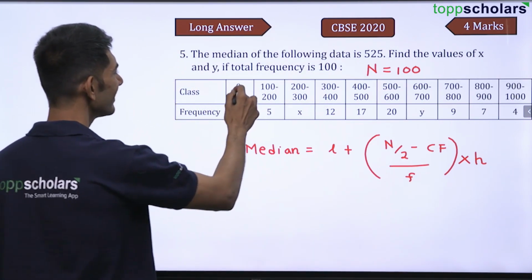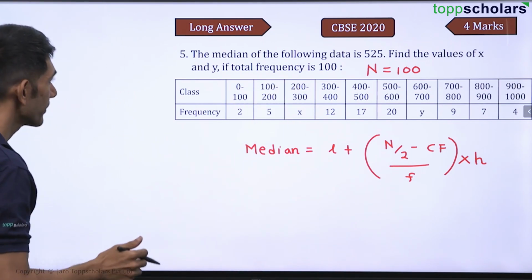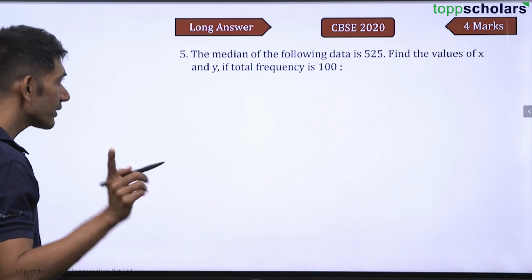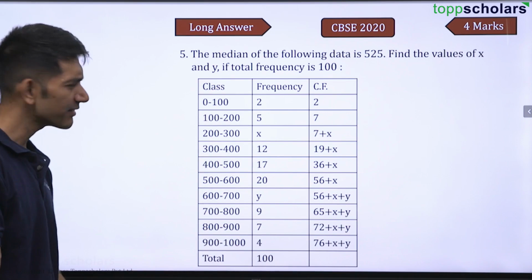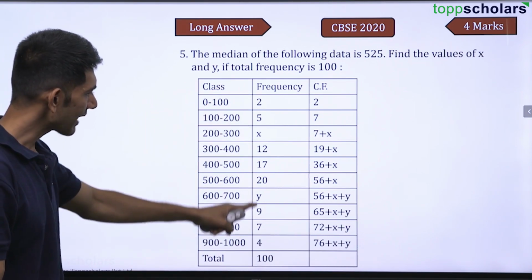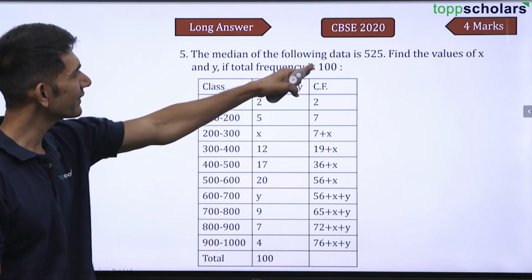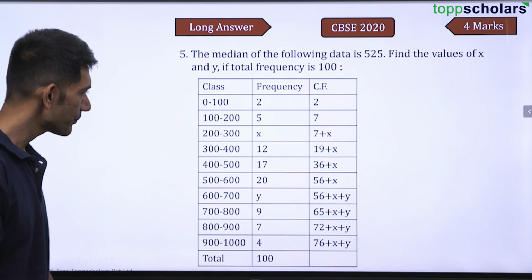Class size is easy here. The gap is 100, 0 to 100, 100 to 200. So h is 100. Okay. Let's find out the CF first. So here is the data. It looks complicated, but it is easy, don't worry. So class is as it is. Frequency is as it is. Total is 100. They have given it. So don't waste your time in doing the total. Anyway, it is x and y here.